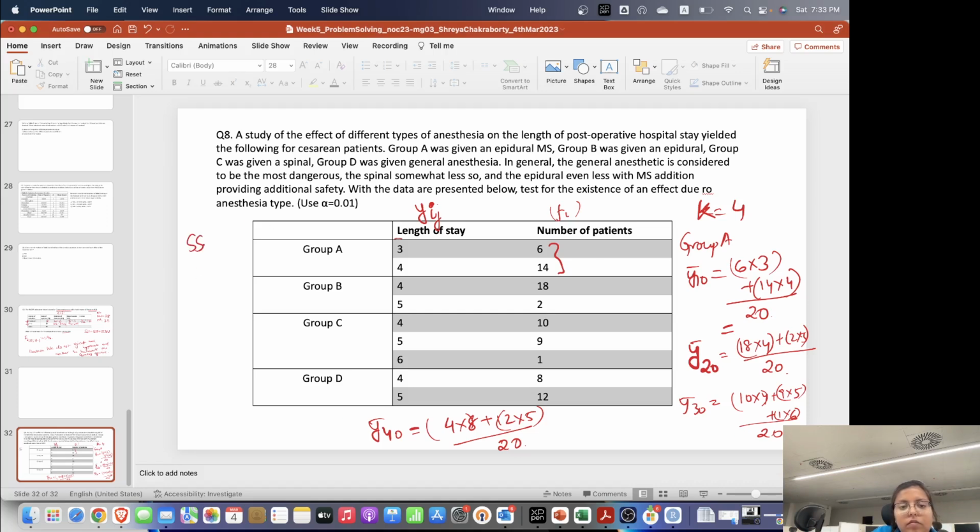Then SS total, sorry, the grand mean will be y1 naught bar into 20 plus y2 naught bar into 20 plus y3 naught bar into 20 plus y4 naught bar into 20 divided by 80. Do you agree with me?